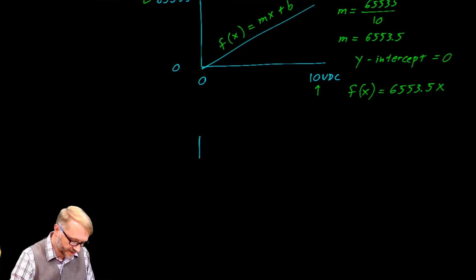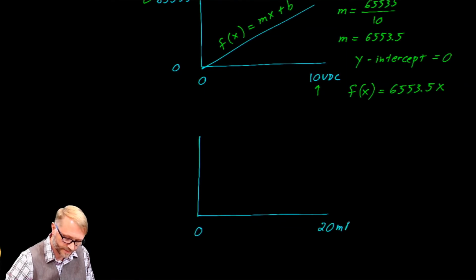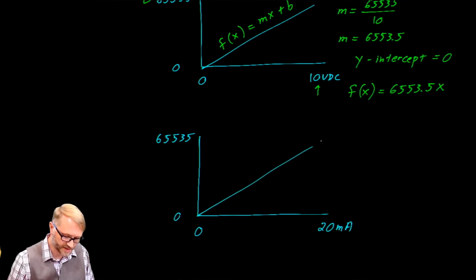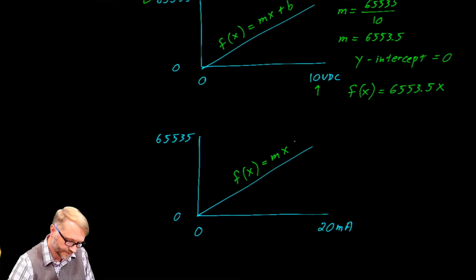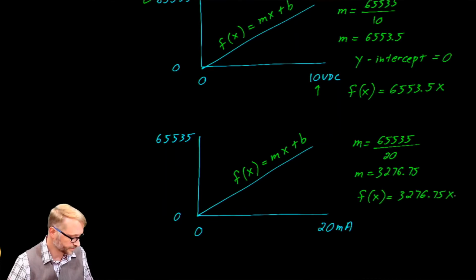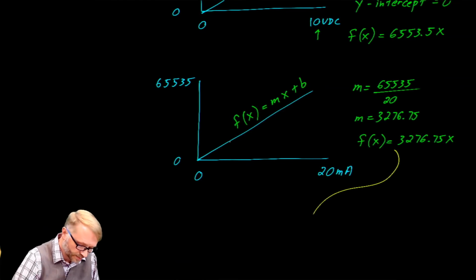We have the same situation for the current. We have 0 to 20 milliamps scales linearly from 0 to 65535. Here's what we mean by scales linearly. Mathematically, we describe it the same way. F of x is equal to mx plus b. The slope is equal to 65535, and we'll use milliamps in this case. So our slope is 3276.75, giving us an f of x of 3276.75x.